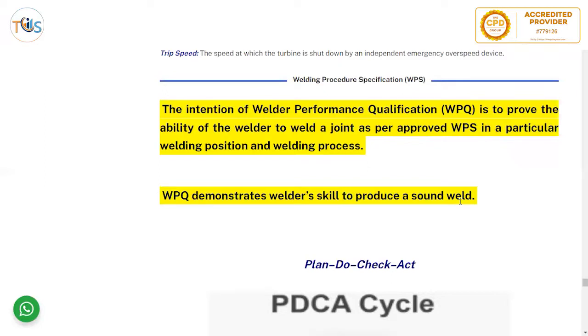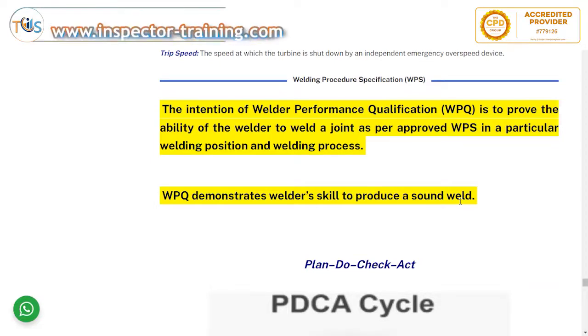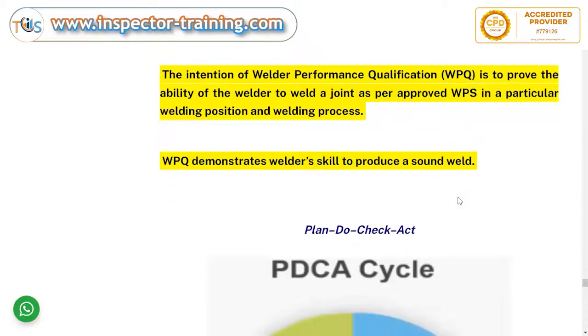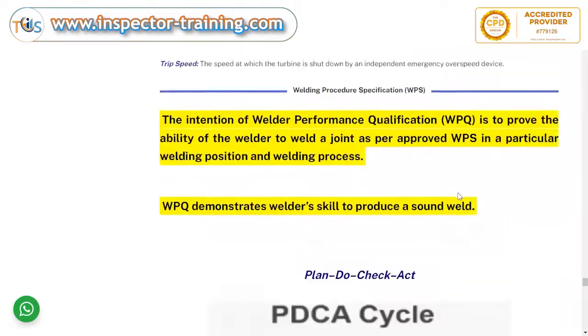And WPS is welding procedure specification. And then we have the welder performance qualification, WPQ. WPQ is for the welder, and WPS is for the weld itself. The intention of WPQ, welder performance qualification, is to prove the ability of the welder to weld the joint as per the approved WPS in a particular welding position or welding process, and WPQ demonstrates the welder's skill to produce a sound weld.